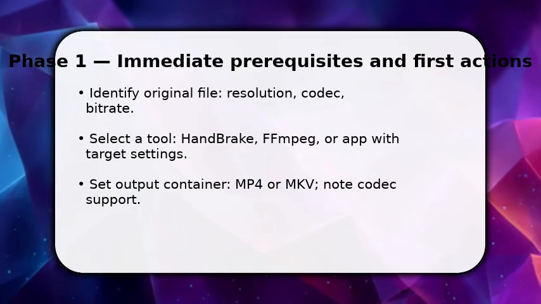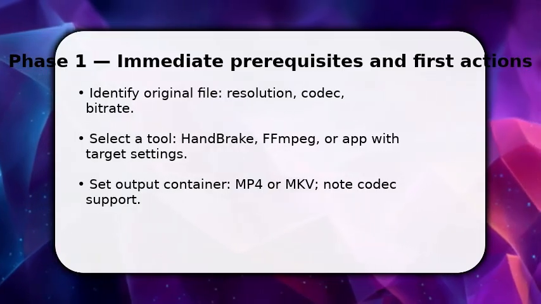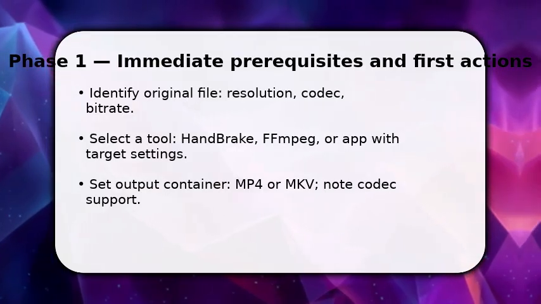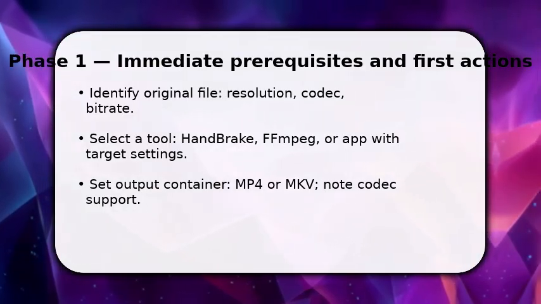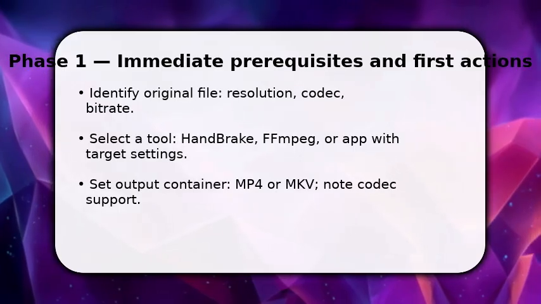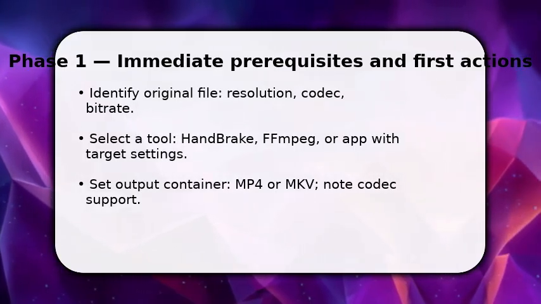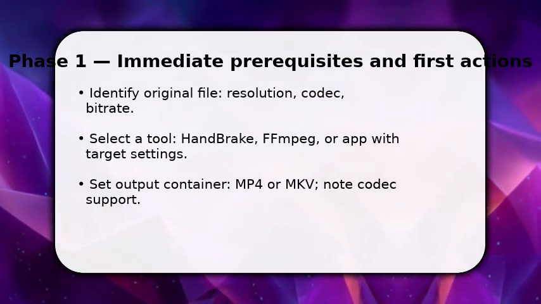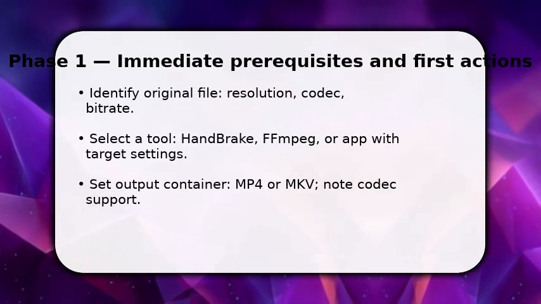You begin by confirming the source file's resolution and codec so you know what can be reduced without breaking playback. Next, pick a tool. Handbrake or FFmpeg are reliable because they expose bitrate, codec, and profile controls. Once selected, choose an output container like MP4 or MKV. Make sure your target device supports it.